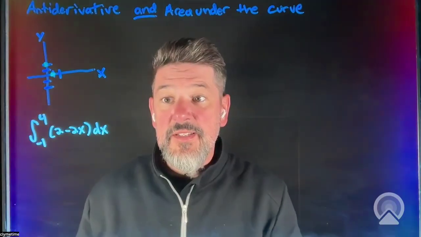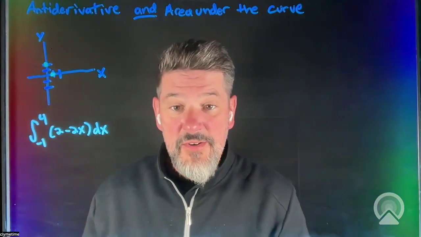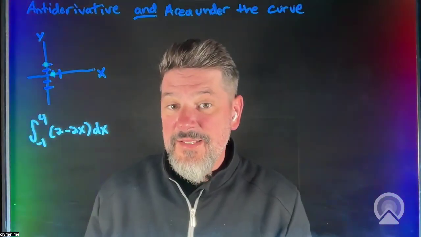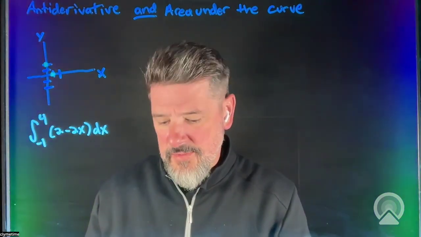So 2 minus 2x is our function. And so we know that the integral is two things. One, it's the area underneath the curve. And two, we know it's the antiderivative evaluated at 4 and -1. So we're going to show that these two come out to be the same thing.